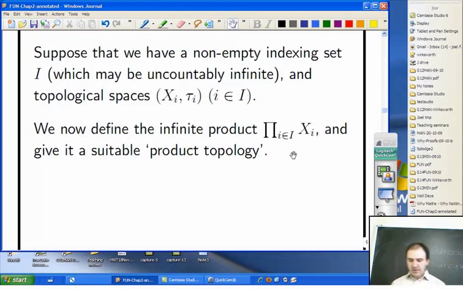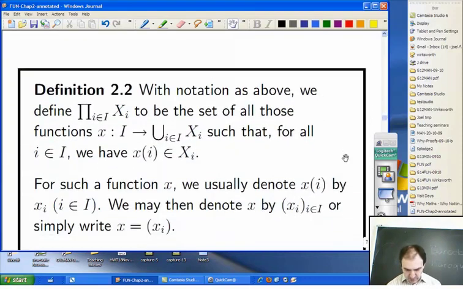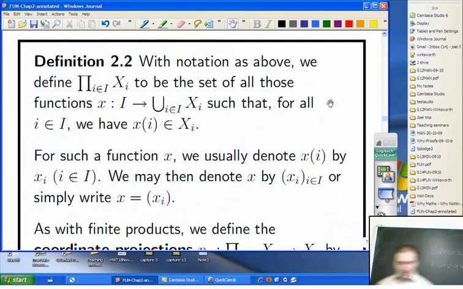So we want to define what it means to take the product over i in the indexing set I of all the topological spaces X_i, and what we are going to use for our product topology. First, we're going to need to get some notation standardized. So here's where the axiom of choice comes in. Now you may not be used to having little x being a function, but it is. I'm going to use a more natural notation in a minute. But here we are. What is going on here?